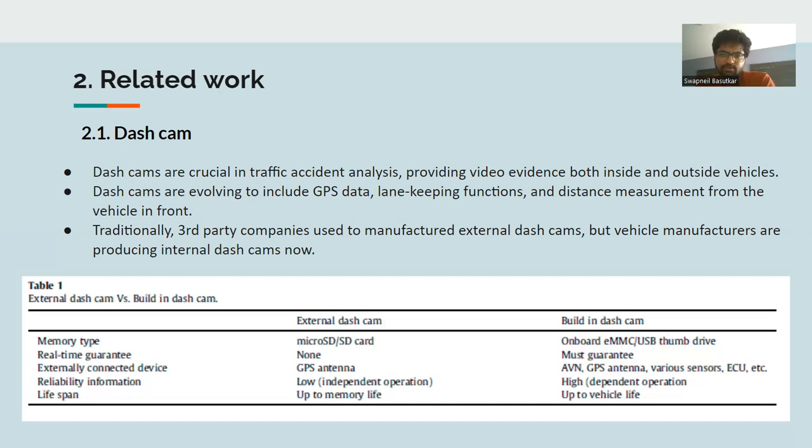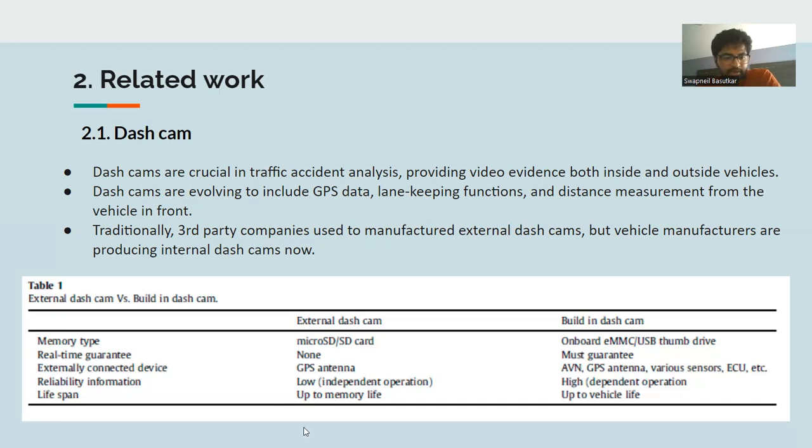Traditionally, third-party companies used to manufacture external dashcams, but vehicle manufacturers are producing internal dashcams now, and this is where it gets interesting. If you check out Table 1, we have external dashcams versus built-in dashcams, compared on memory type, real-time guarantee, externally connected devices, reliability information, and lifespan. For external dashcams, the memory type is micro SD and SD card. For built-in, it is onboard eMMC; we'll see what eMMC is further on.